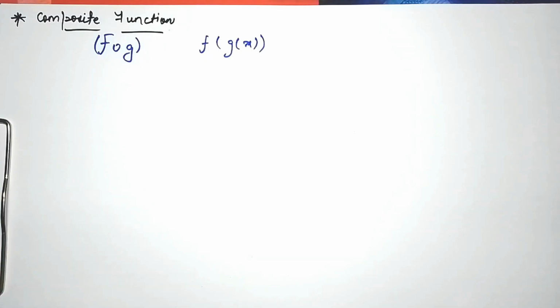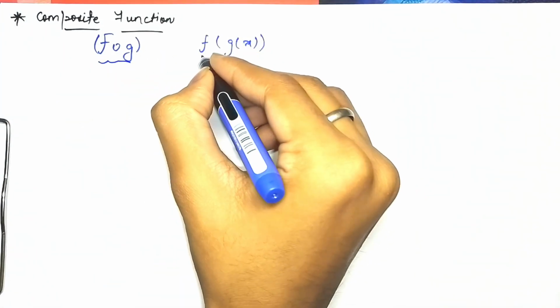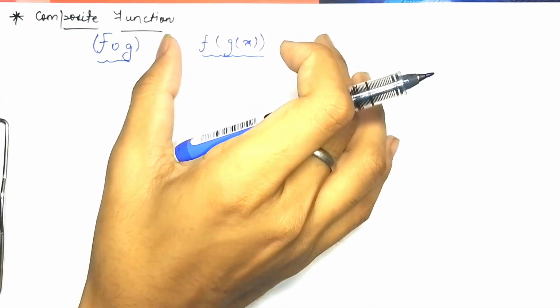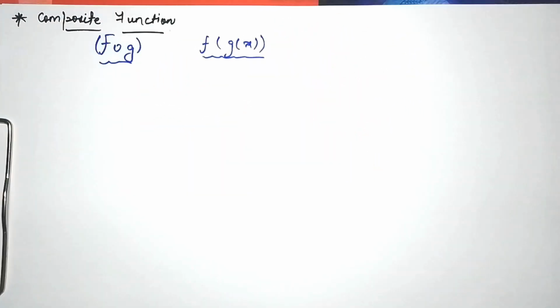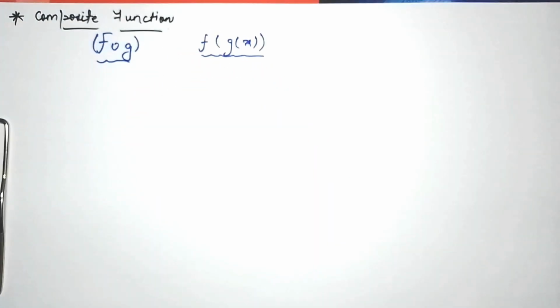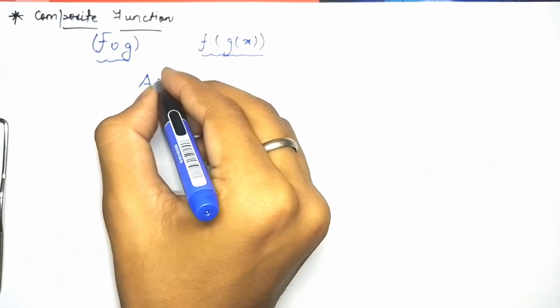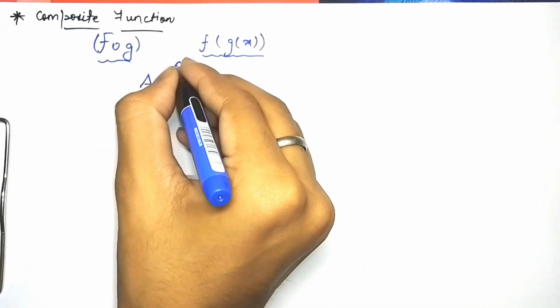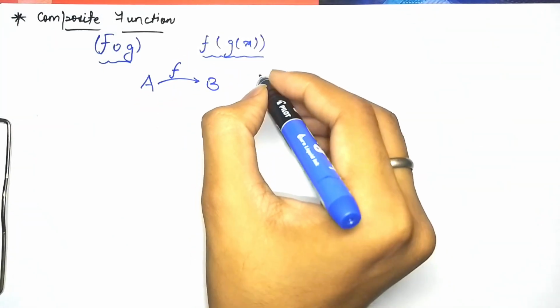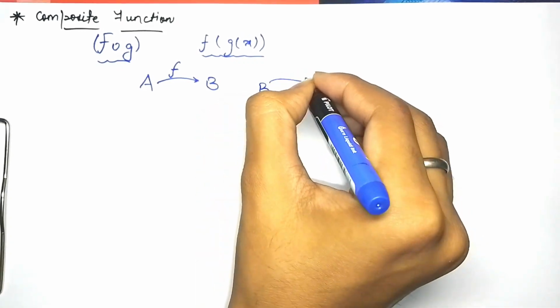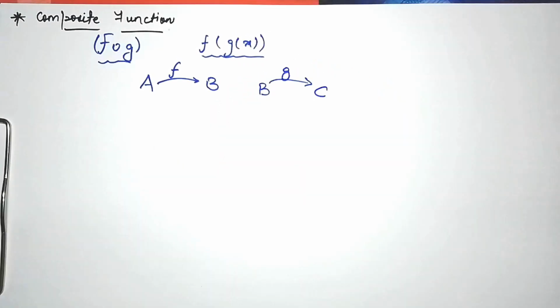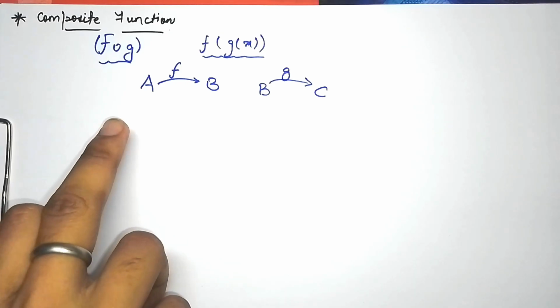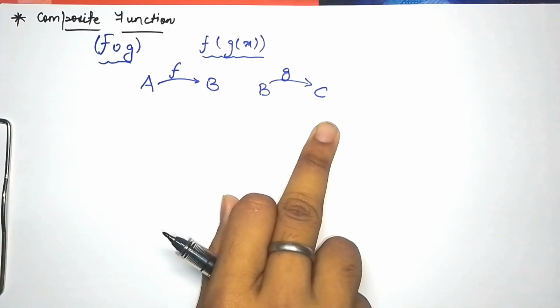Now the next question would be: what does this representation actually mean, mathematically? Suppose you have a set A and a function f is defined from A to B, and from the set B to C a function g is defined. But now, since you know about domain, range and other things, you must understand that there are certain restrictions. If they are not followed, then we cannot define a composite function. And what are those restrictions?